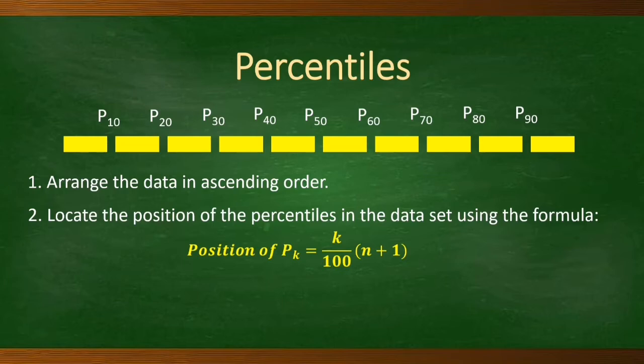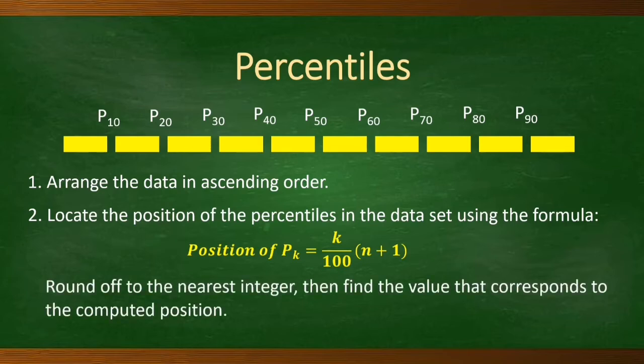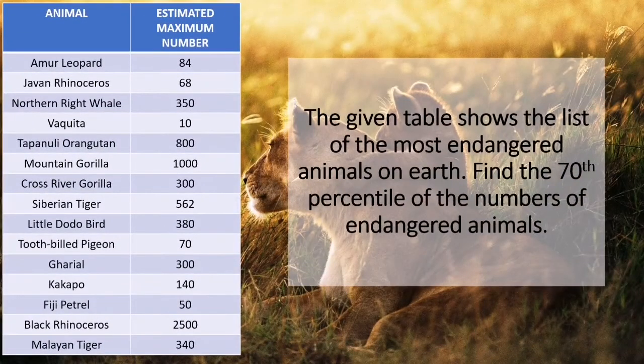Example, if we are looking for the 10th percentile, the value of k is equal to 10. Thus, the fraction becomes 10 over 100. Then round off to the nearest integer. Then find the value that corresponds to the computed position. Now let's apply this in answering the next example. The given table shows the list of the most endangered animals on Earth. Find the 70th percentile of the numbers of endangered animals.